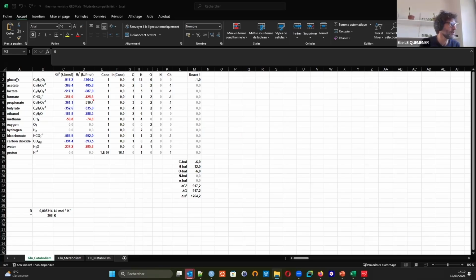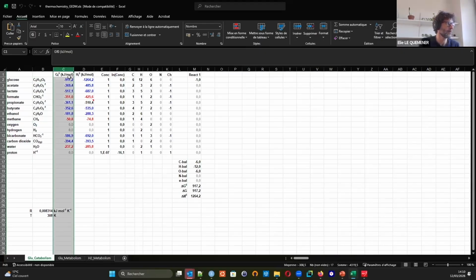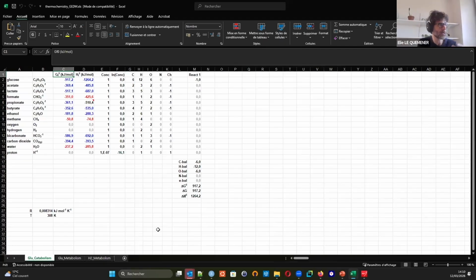So here, what you see is the list of molecules. Here you have the name, here you have the formula, here you have the standard Gibbs energy of formation and standard enthalpy of formation. It's equivalent to have entropy of formation and enthalpy of formation, or standard Gibbs energy of formation and enthalpy of formation. Here it's standard Gibbs energy. And the objective of this sheet is to compute the standard and real Gibbs energy for a reaction.